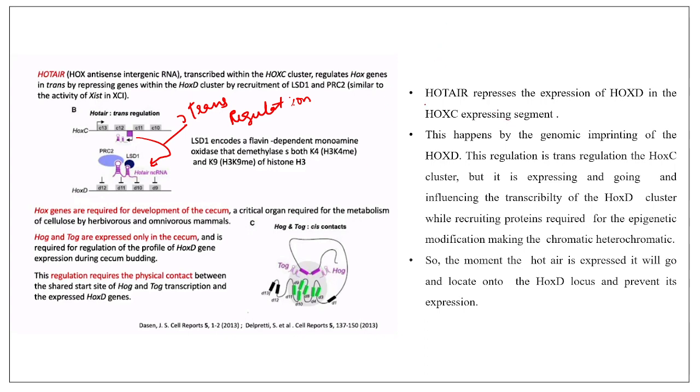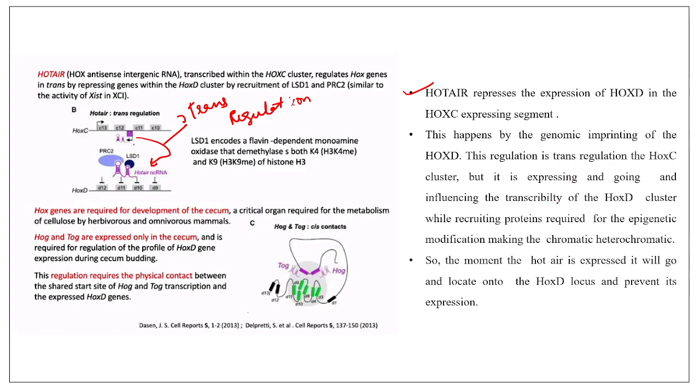So what happens? HOTAIR represses the expression of HOX-D in the HOX-C expressing segment. That means where HOX-C has to express, there HOX-D should not express. So it represses the expression of HOX-D. And this happens by the genomic imprinting of the HOX-D. This is trans-regulation. That means the HOX-C cluster is expressing and influencing the transcription of the HOX-D cluster.